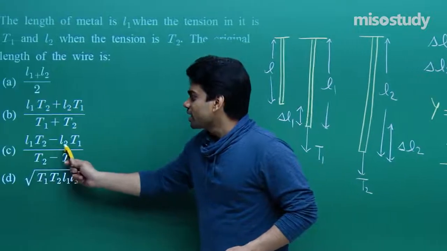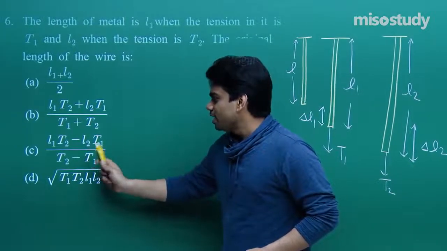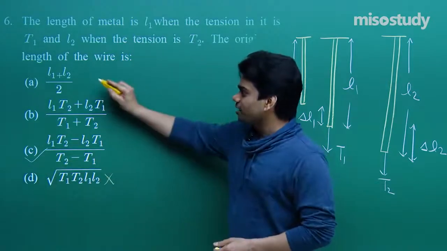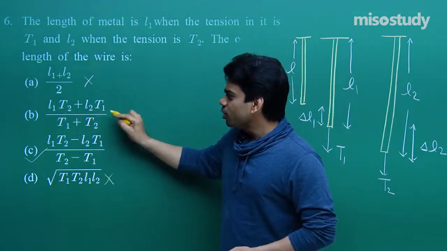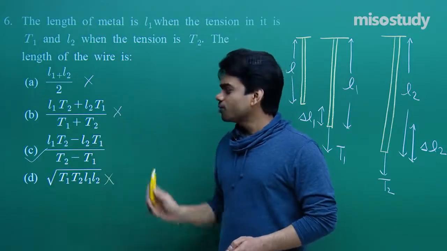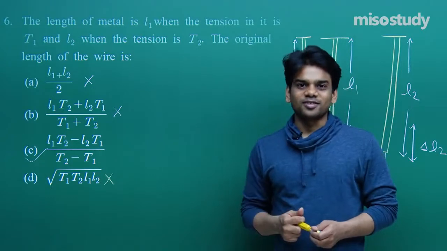T2 L1 minus L2 T1, that is T1 L2, divided by T2 minus T1. Option C correctly matches. The rest are incorrect. This is not correct. L1 T2 plus, here we have a plus, so incorrect. This we have already eliminated, so option C is the only one that matches the right answer.